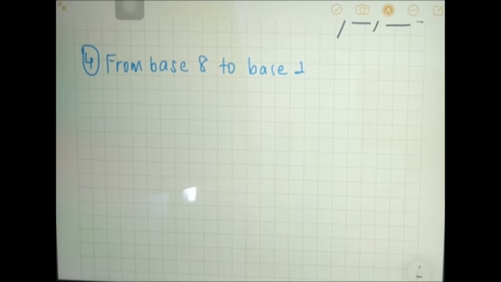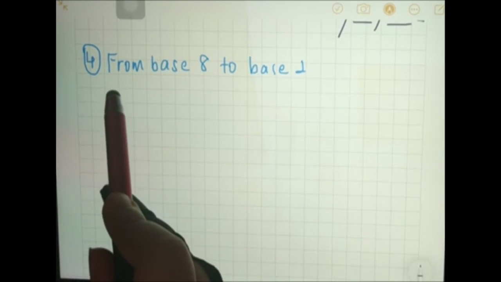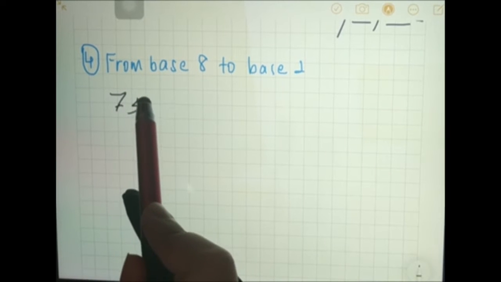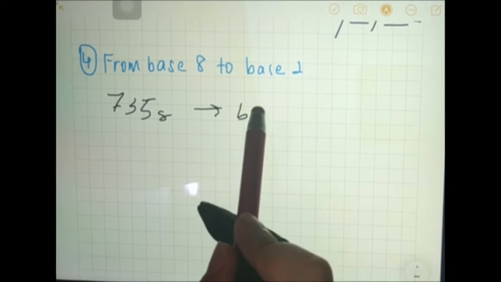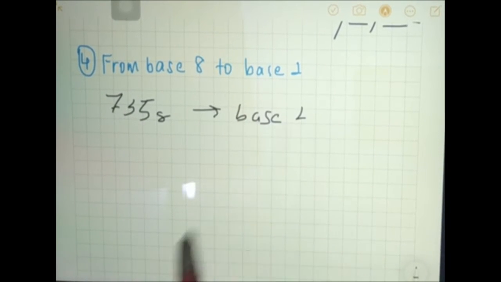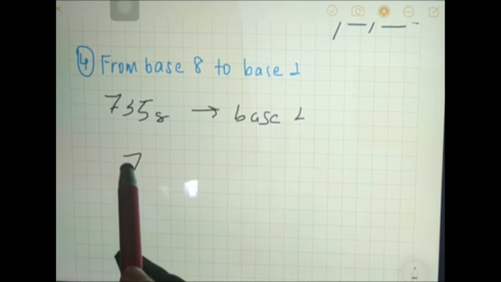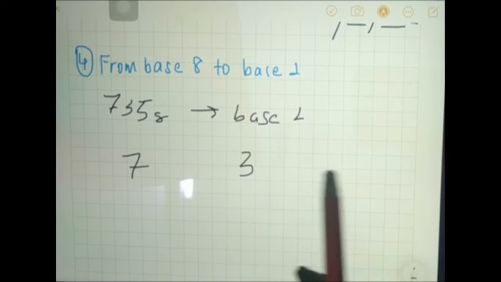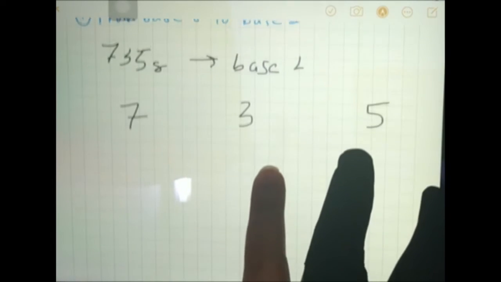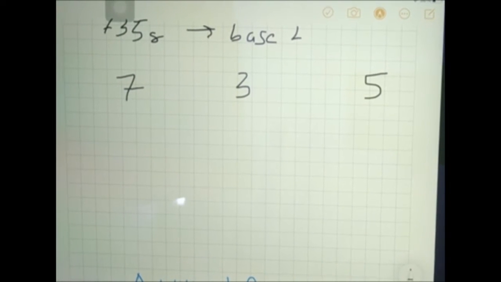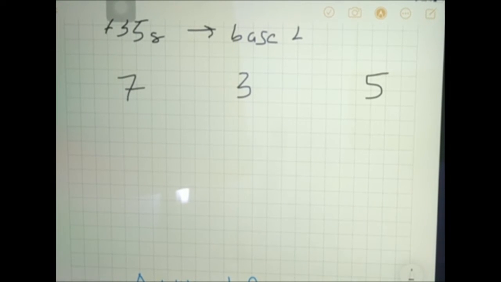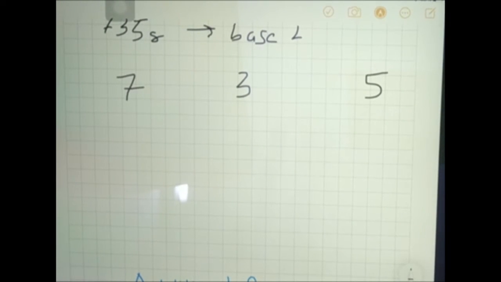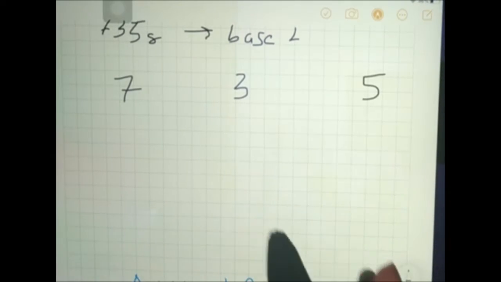For the last one, base 8 to base 2. Let's use this number, 7, 3, 5 base 8, and change it to base 2. The first thing we have to do is separate the number in base 8: 7, 3, 5. Now we have to find the digit values that add up to the number in base 2. Maybe that doesn't make sense, but let me show you so that you can understand.